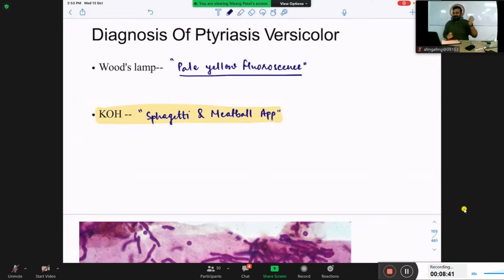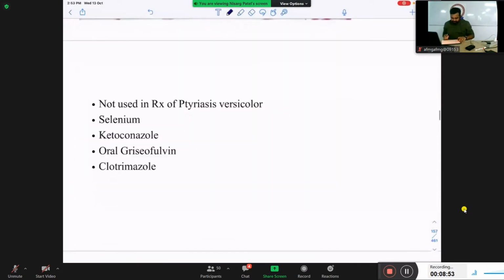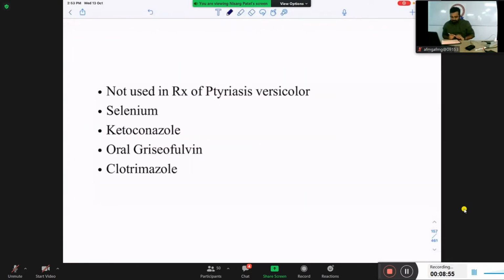Okay, so KOH: spaghetti and meatball appearance. Now see this MCQ: which is not used in the treatment of pityriasis versicolor? You all know it is a fungal disorder, so which is not used in this disorder?